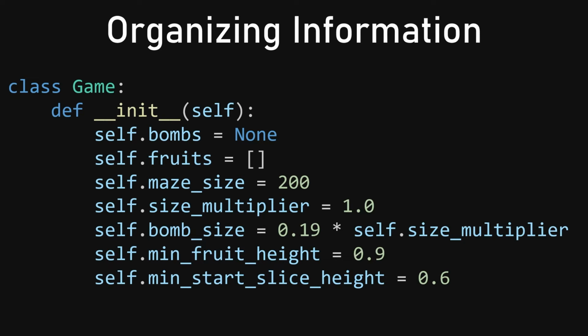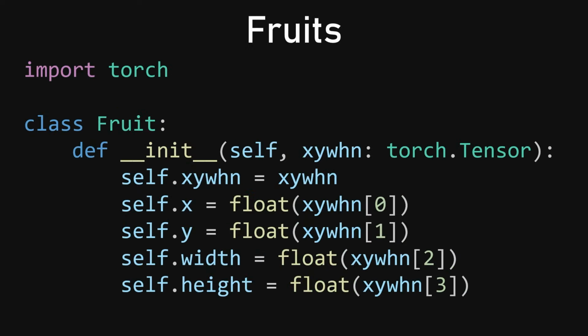To keep track of the fruits, another custom class is created, which has the x, y, width, and height of the fruit. Using the information extracted from the screenshot, a fruit object can be created using this class.